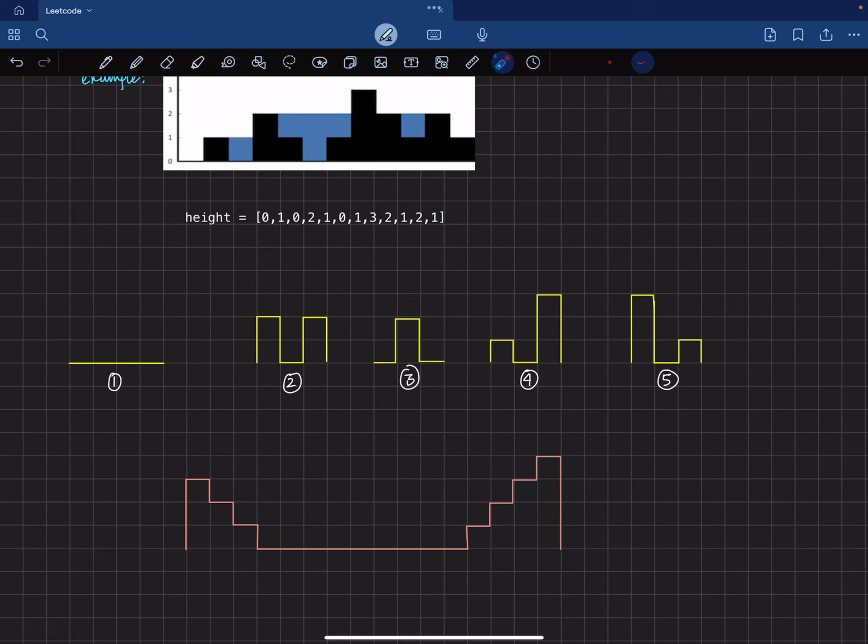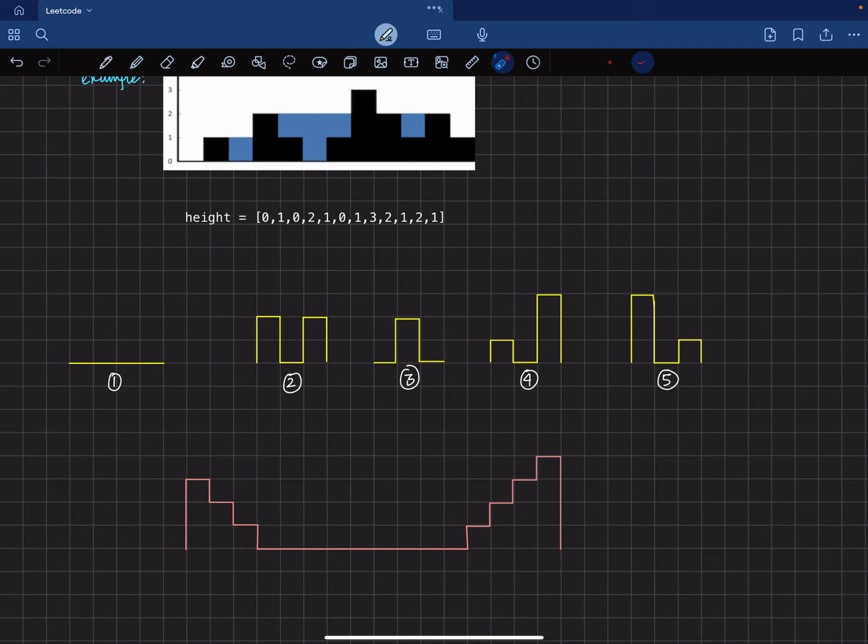For the first case, our elevation is of height 0. There is no elevation on this map. Any water that comes or is poured on this map will just spill over. No water will be trapped. In the second case, we see that we have an elevation of 2, which is this one, followed by an elevation of 0, followed by an elevation of 2. So if the water rains, the water will be trapped between these two elevations.